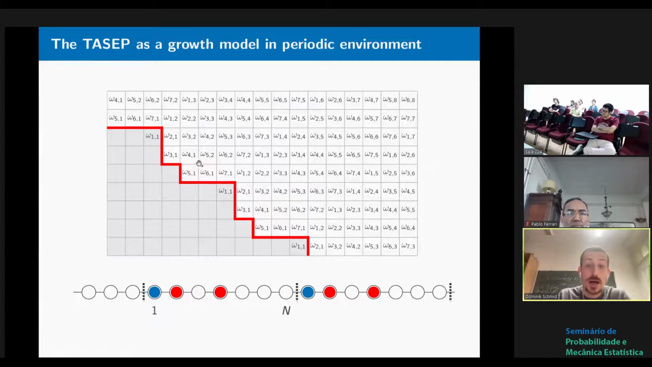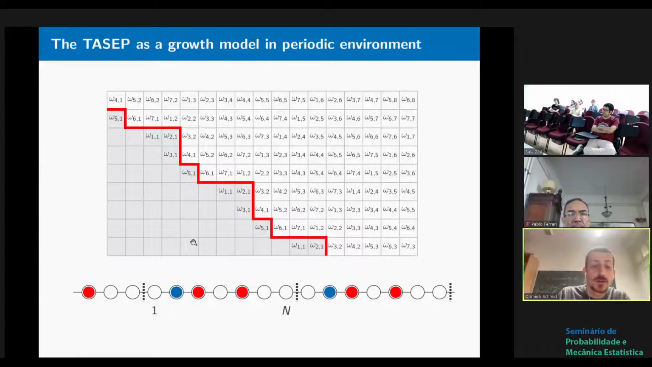And now I can continue to do so. So let's say the next one is this cell here, the omega 5, 1. And this will then be the amount of time I have to wait until this blue particle here performs a jump. And again, we add them to the interface. And we can just continue to do so. So this defines a 1-to-1 mapping between the TASEP on the circle here with periodic conditions, and the evolution of this growth interface within this periodic exponential environment.